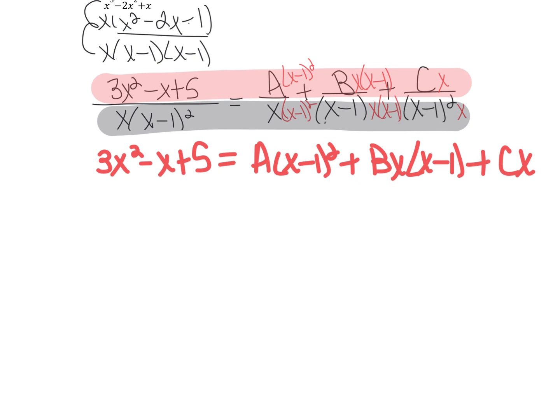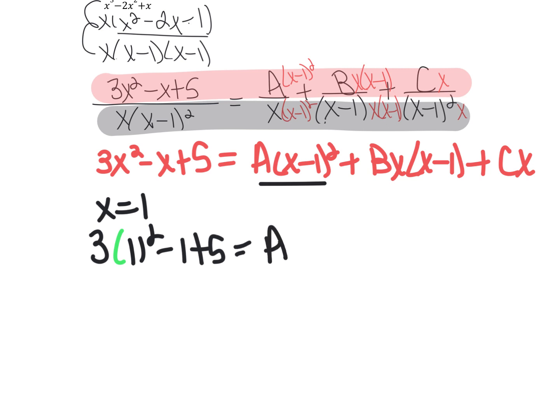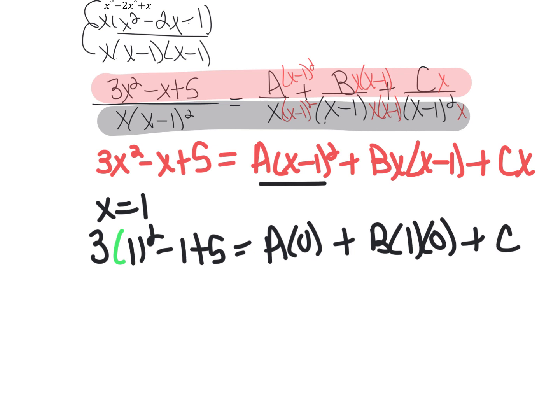All right, now we're picking our values for x. Let's get rid of this one, because if I use x equals 1, that's not just going to get rid of a, that's also going to get rid of b. So let's use x equals 1. So we are going to have 3 times 1 squared minus 1 plus 5 equals a times (1 minus 1), which is 0, plus b times (1 minus 1), which is 0, plus c times 1, which is just c.